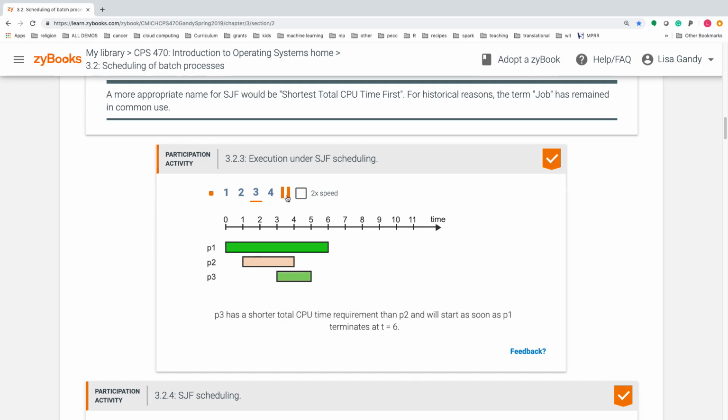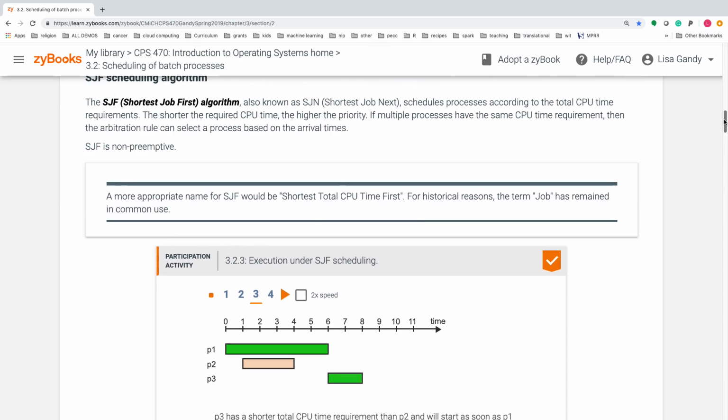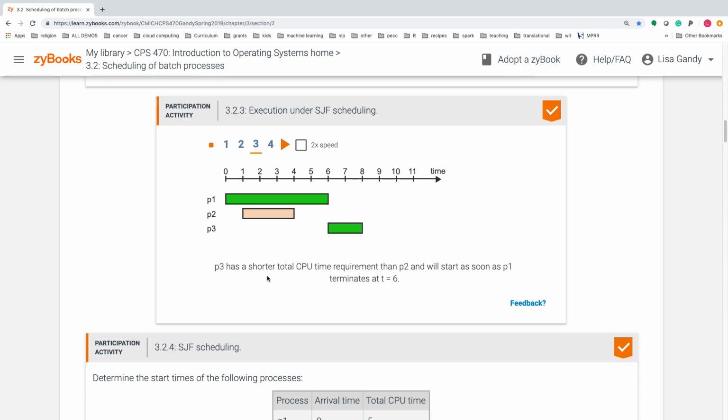Okay, this is non-preemptive also, so you have to wait till it finishes. Did I make that very clear? I didn't say that. Shortest job first is non-preemptive, so that's important. P3 has a shorter total CPU time requirement. So when we have 2 things to choose between, we're going to choose the one that has the shorter total CPU time. And so P3 is going to start as soon as P1 terminates, and then P2 starts when P3 terminates, and that's it. So that's how the decisions are being made.